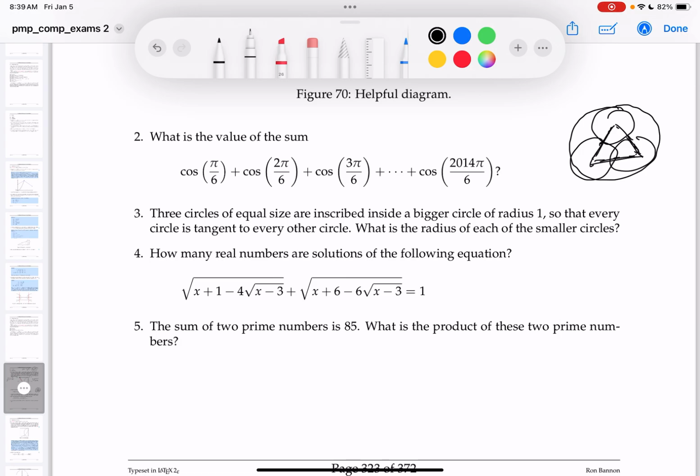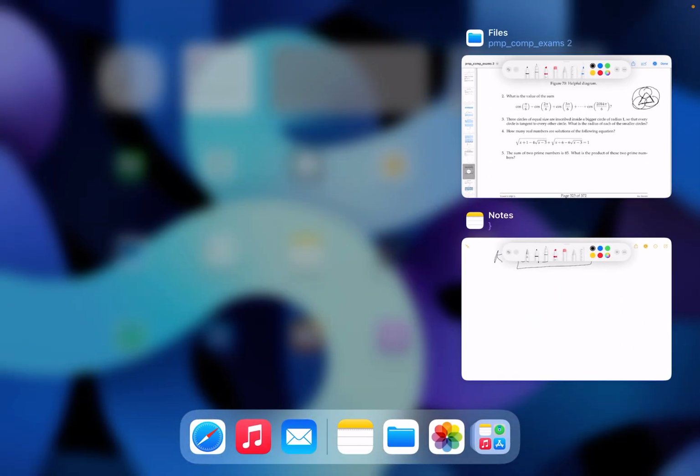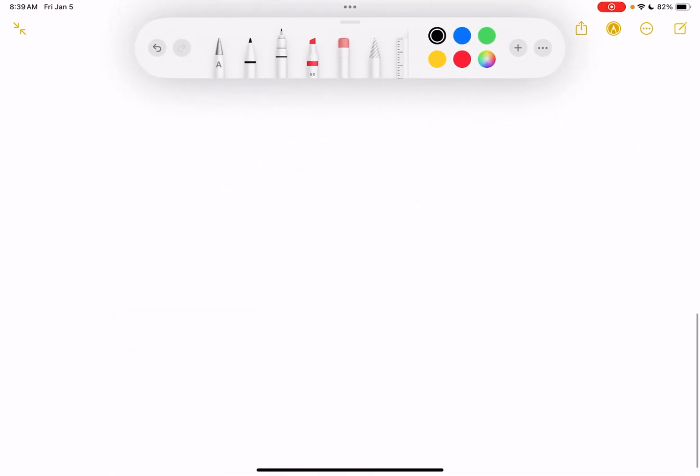Okay, we're on number 4 now. It says, how many real numbers are solutions to the equation? And I've got to be honest with you, I'm kind of curious about that. How many real numbers, how many solutions are to that problem? So I want to go to the whiteboard and see if I can write it down at least. So it's problem number 4.